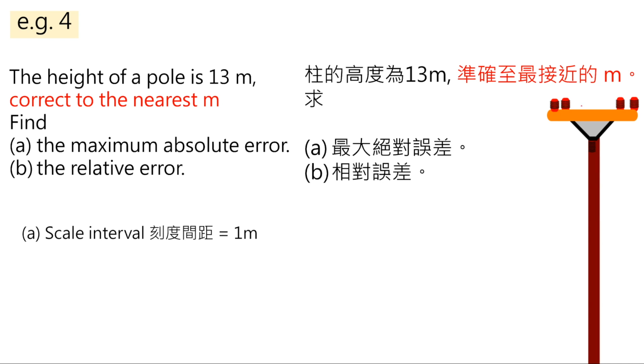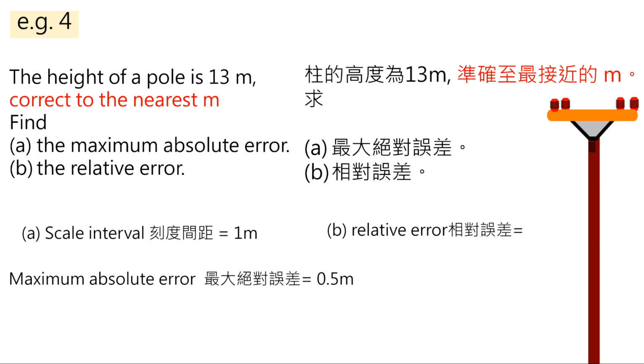The maximum absolute error is defined as the scale interval divided by 2. So 1 meter divided by 2 gives us the maximum absolute error of 0.5 meters. And now the relative error is defined as the maximum absolute error over the measured value, which is 0.5 over 13, giving us 1 over 26 in fraction form.